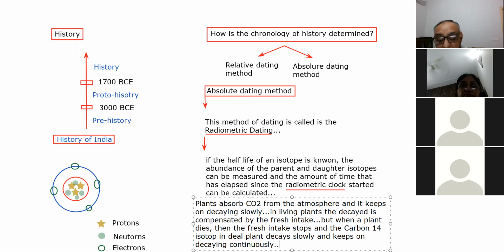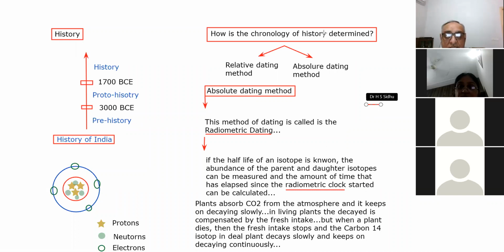So beta, it means we can say that there is a watershed line in the life of a plant, when the life of the plant is terminated. After that, the carbon which is getting decayed is not compensated, and there is a net decay of the carbon which starts there. That is called the start of the radiocarbon clock, the start of the radiometric clock, right?